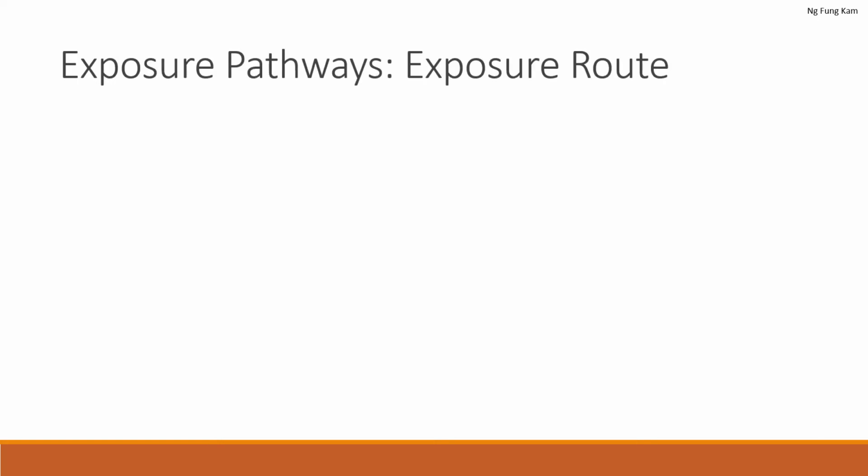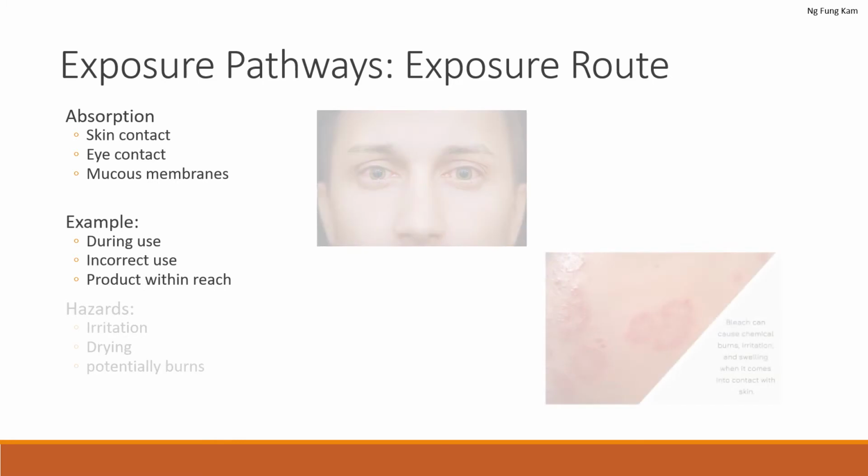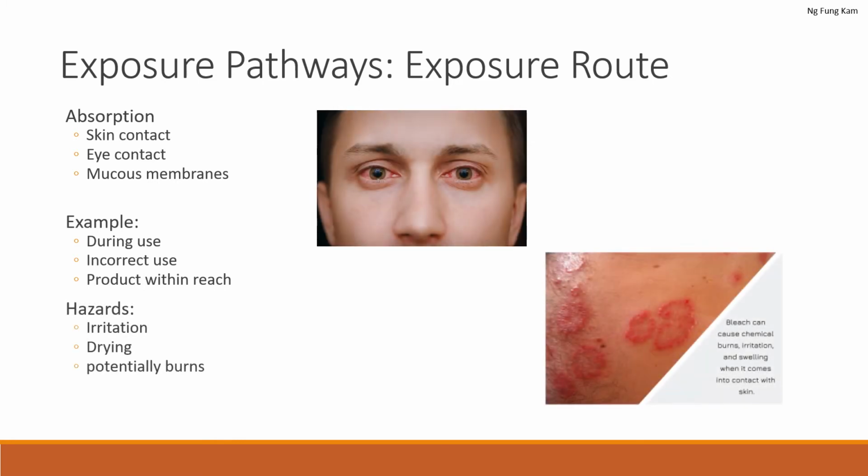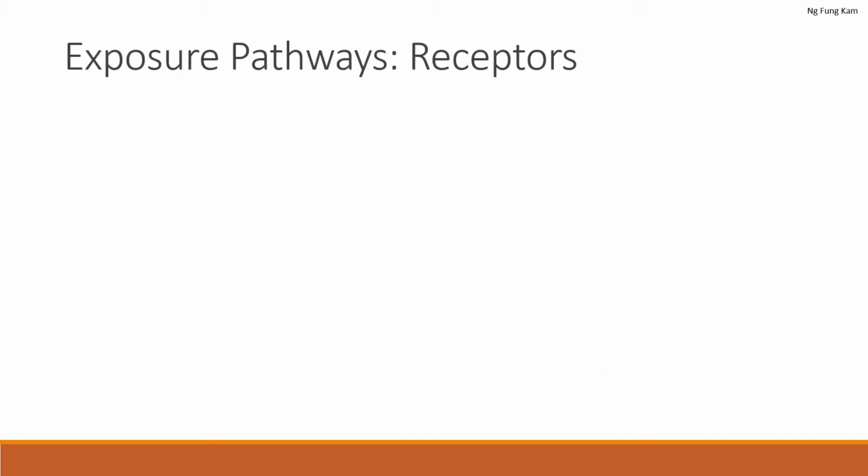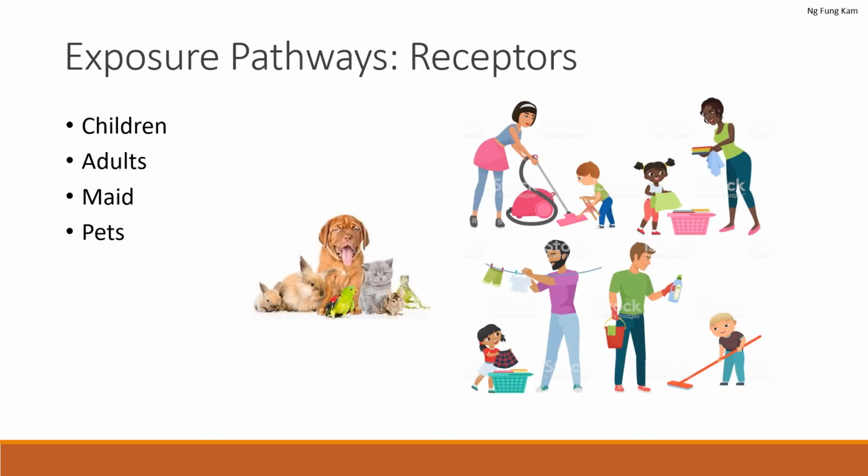And the last one of exposure route is absorption. Absorption means the skin directly contacts or the eye contacts the chemicals. For example, the bleach can cause a chemical burn or irritation or drying of your skin when you use it with direct contact. Lastly, it is the receptor of exposure pathways. In our case, the common receptors are children, elders, maids, and even pets.